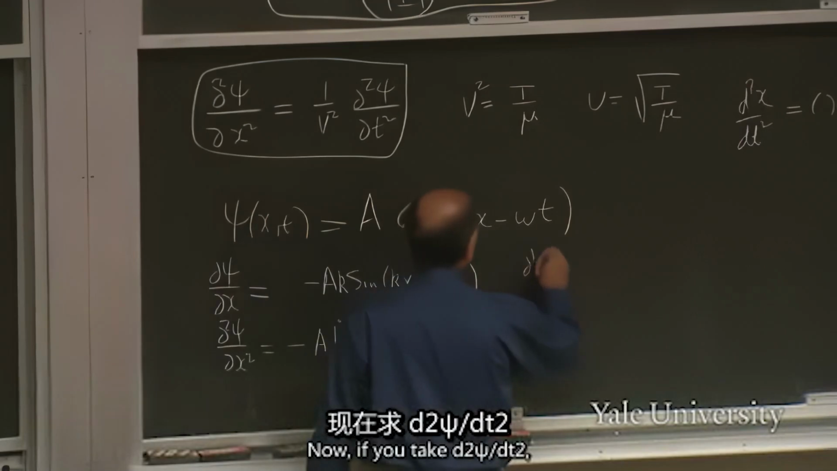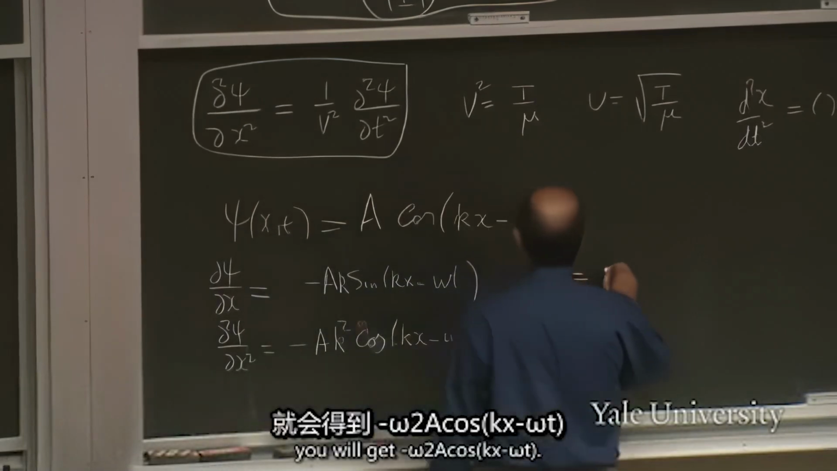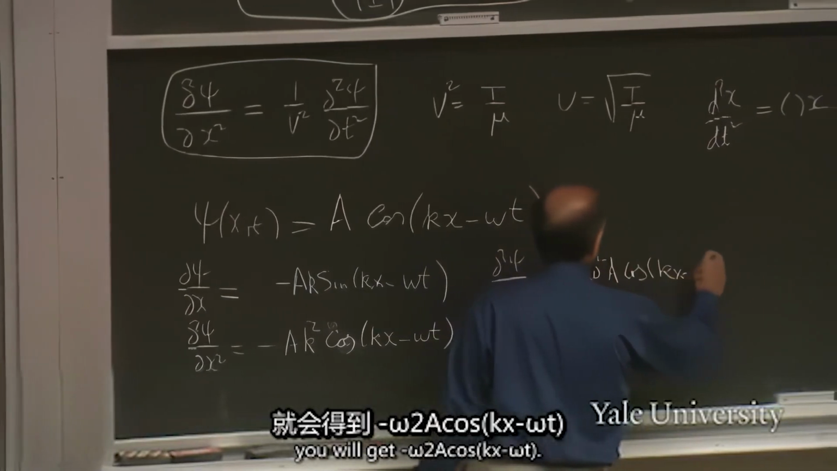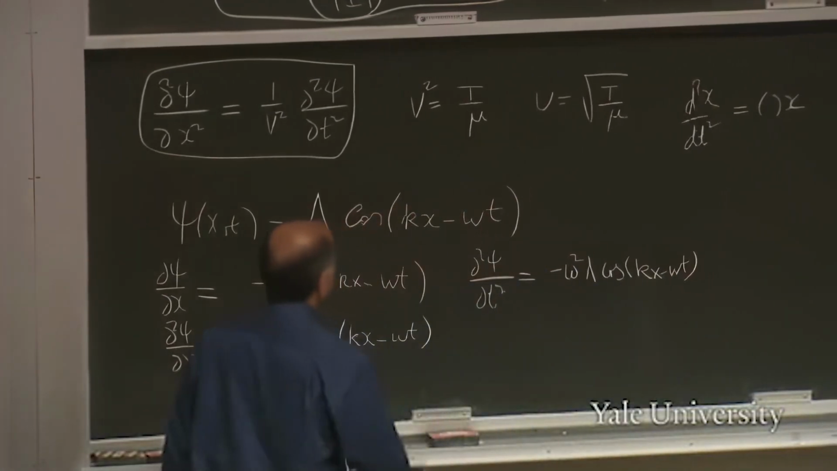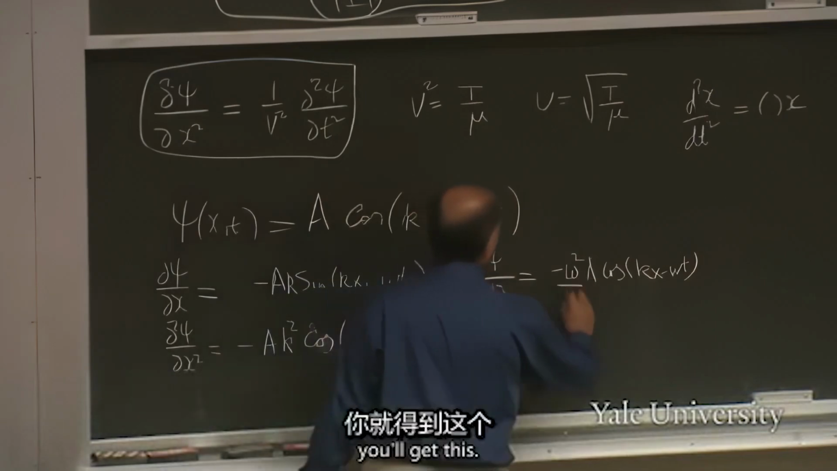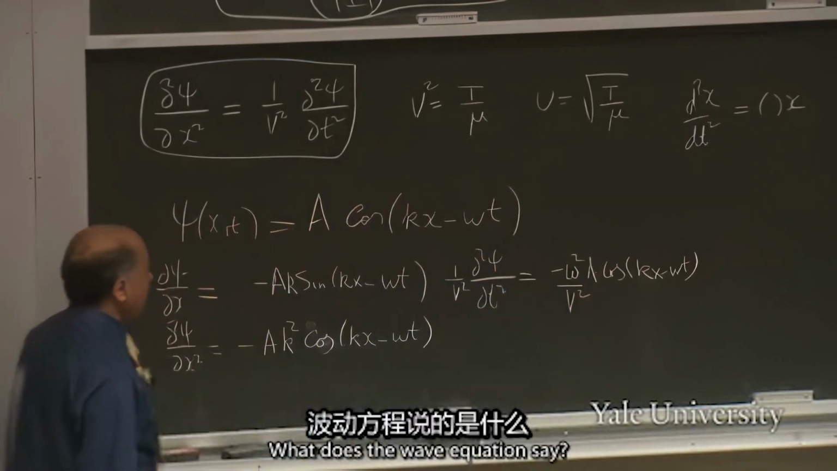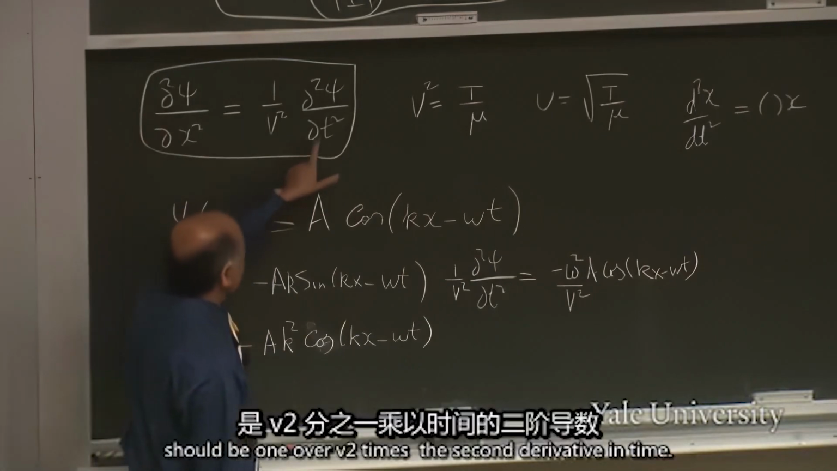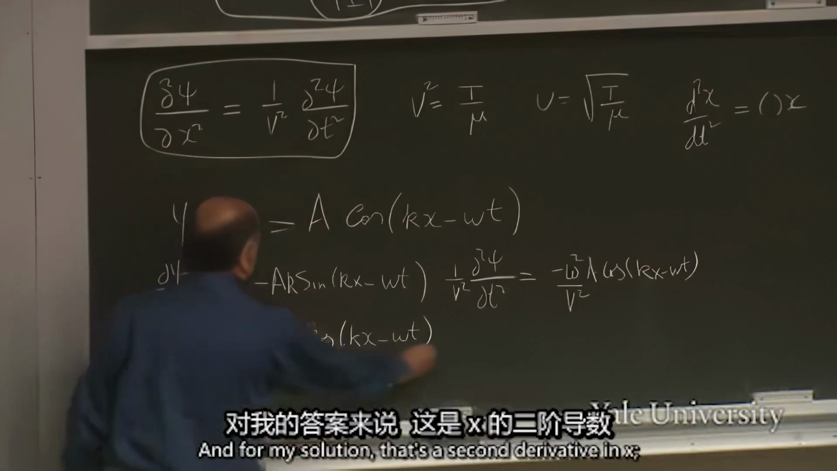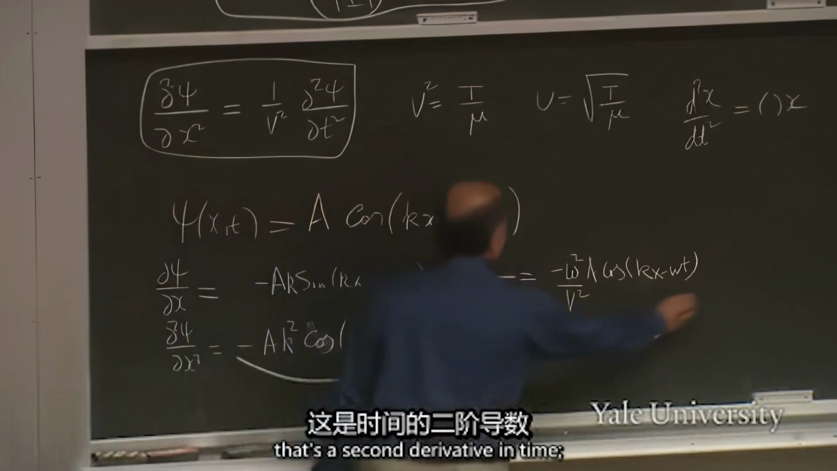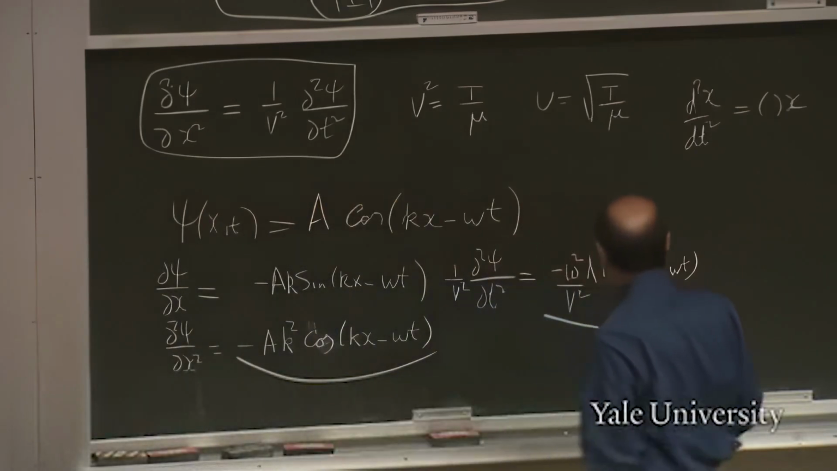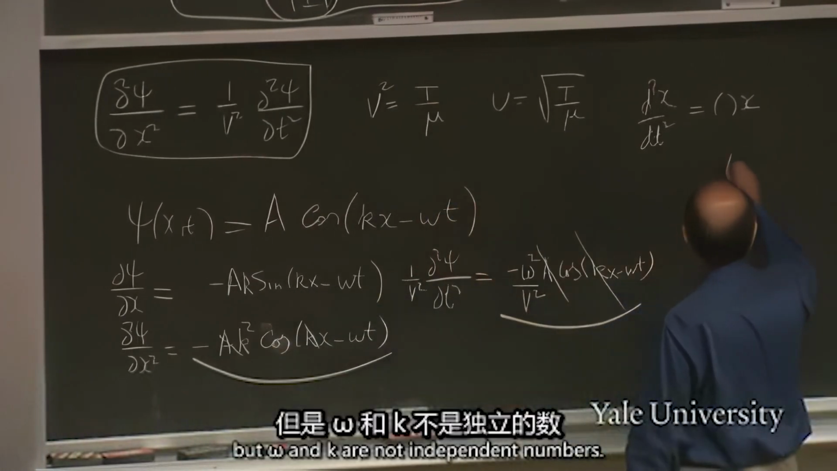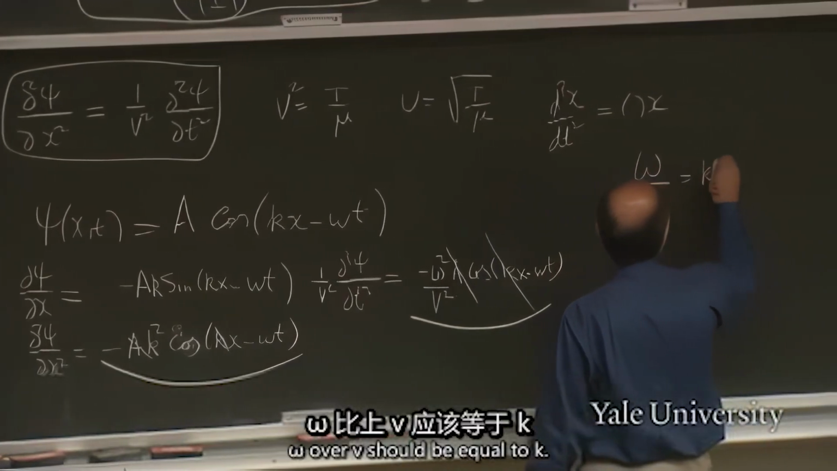Now, if you take d2 psi dt square, you will get minus omega square a cosine of kx minus omega t. If you take 1 over v squared times that, you will get this. What does the wave equation say? It says the second derivative in x should be 1 over v squared times the second derivative in time. And for my solution, that's the second derivative in x, that's the second derivative in time. I want them to match. Well, they're almost there. A matches A, cos matches the cos. But omega and k are not independent numbers. Omega over v should be equal to k.